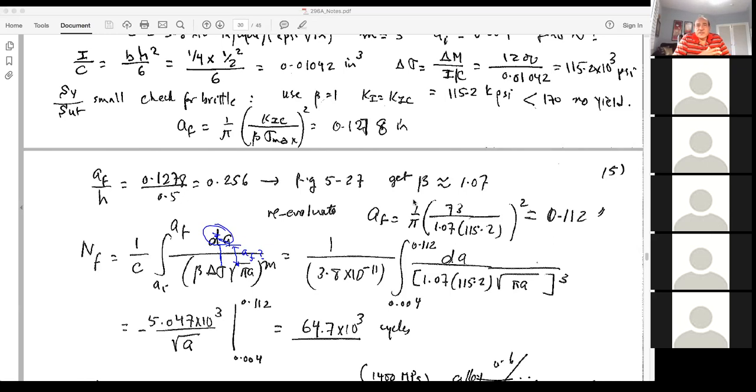The other issue is the minimum size. The result of the number of cycles is really sensitive to the minimum size. And therefore, we have to look at maybe better inspection techniques to go to lower and lower minimum size.